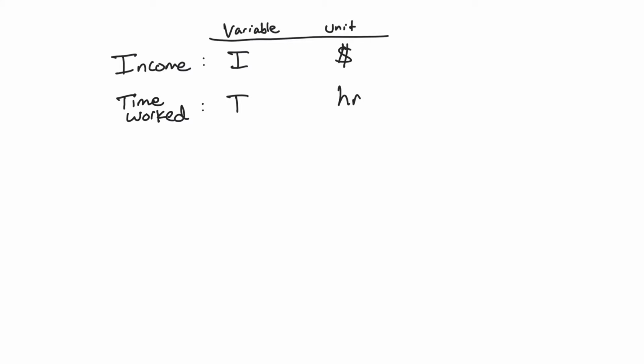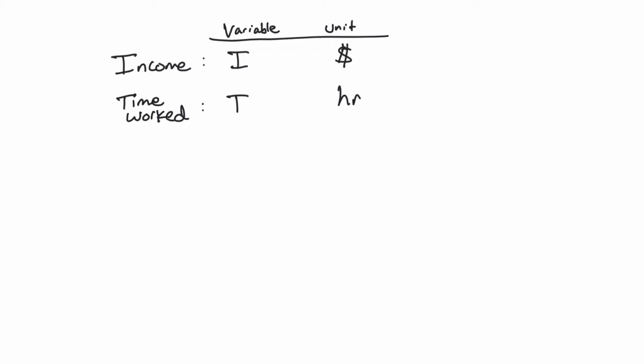Let's try another example. What if you had a job where you made $30 an hour? I'd like you to write a formula where we're going to invent these two variables here. One will be income, I, which will represent how much money that you make in dollars if you work a certain amount of hours. And then time worked will be represented by the variable capital T. And let's write a formula that would allow you to predict how much money you would make if you worked any number of hours. So pause the video and try it.